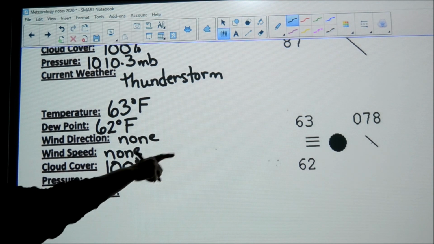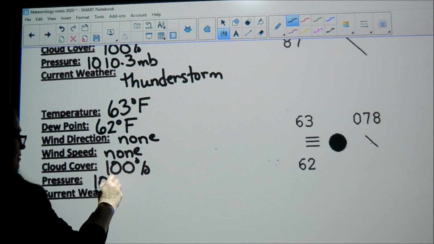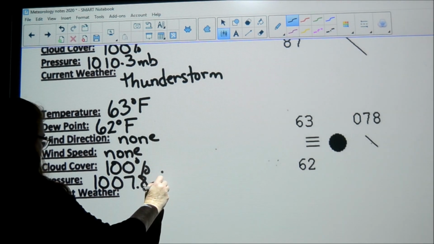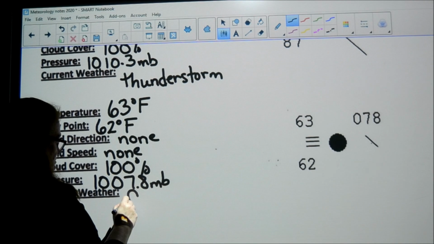My pressure is 0, 7, 8. Add a 10 in front of it. Decimal between the last 2 digits, add millibars. Current weather, the lines mean fog. It should be just 2 lines and not 3.